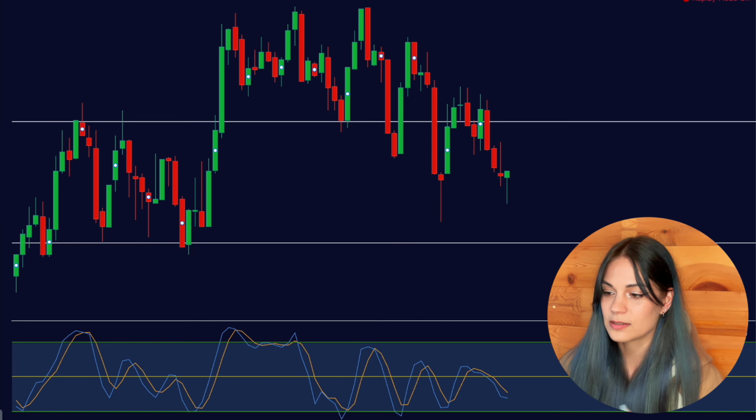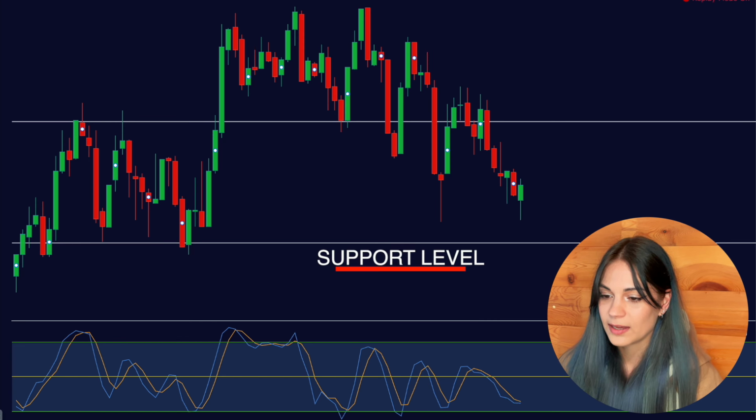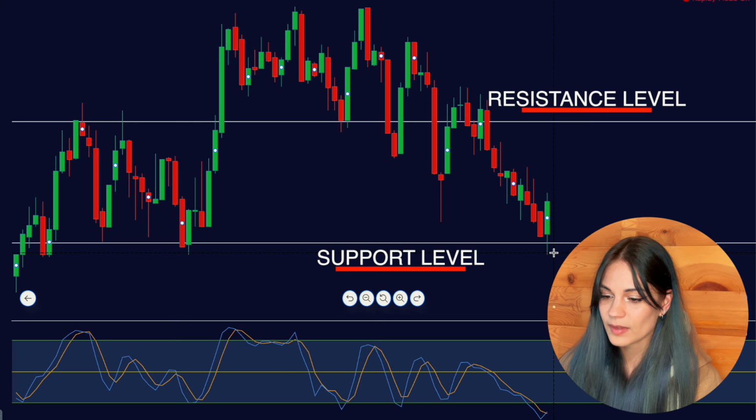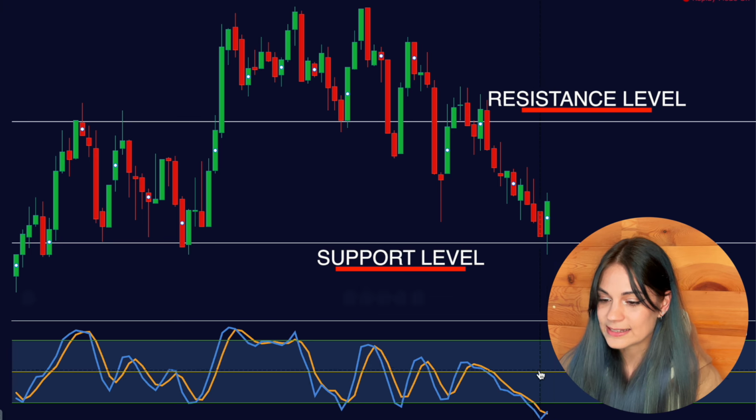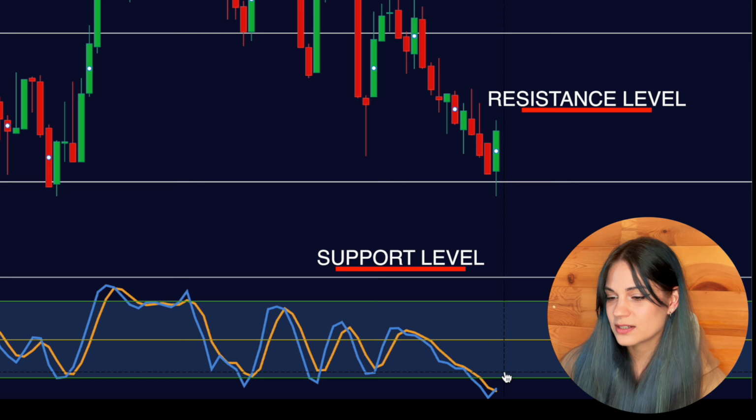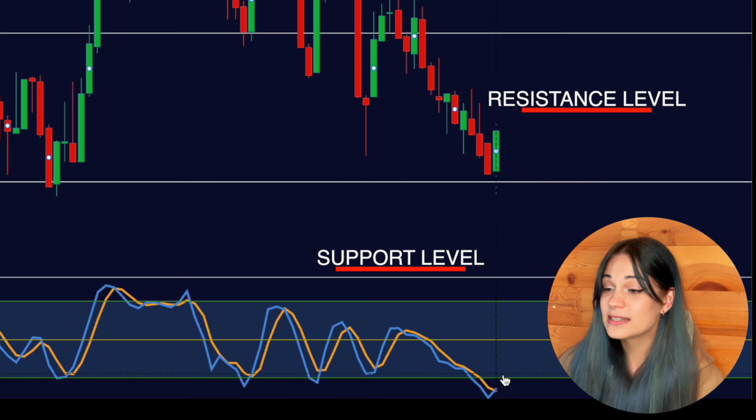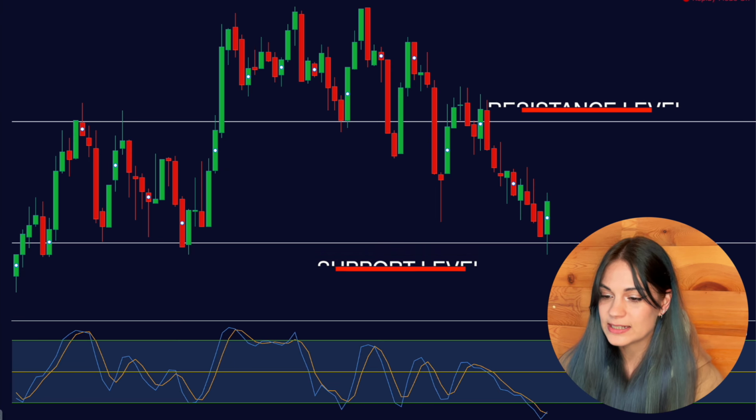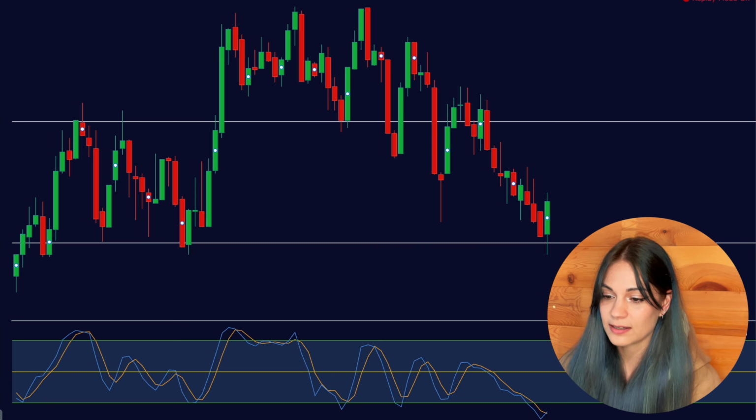Now, as we found both of the levels, we need to wait for the price to be closer to one of them. In this case, it's the support line, and as you can see, it just entered the zone of the support level. But if we look at the stochastic, it gives us the signal that we can enter a deal for the downtrend, but it's still in the area of oversold. That means we're going to wait a little bit and see what's going to happen with the next candlestick.